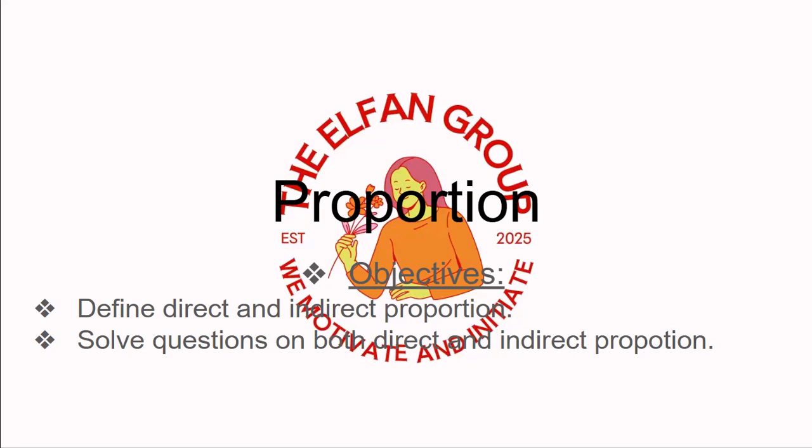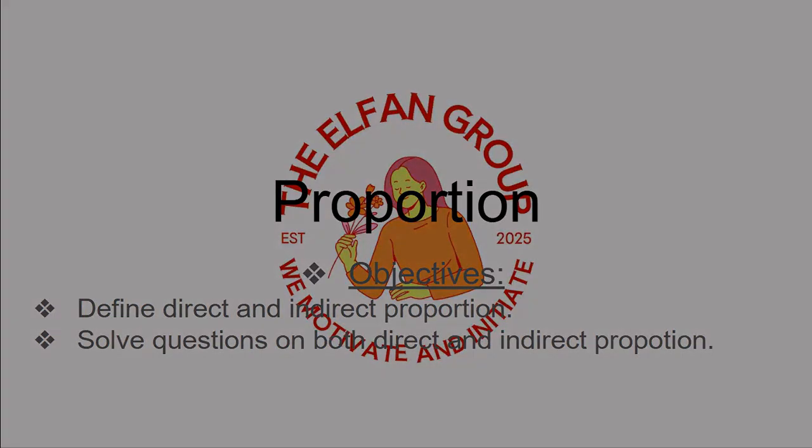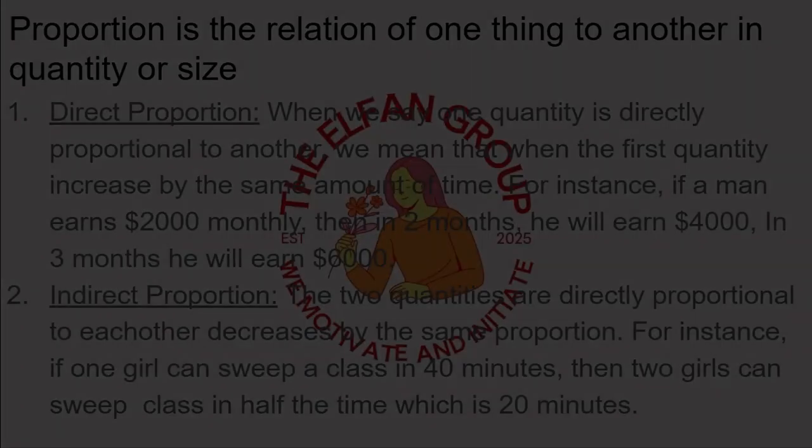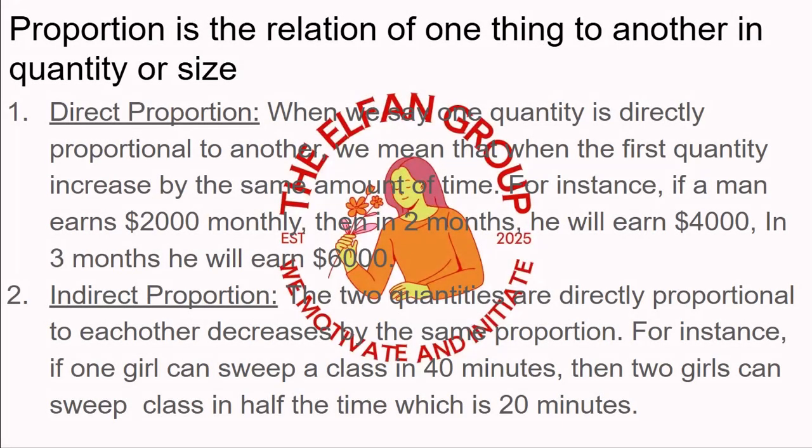So now, what are the objectives for today's proportion? Define direct and indirect proportion. Solve questions on both direct and indirect proportion. Now, what is proportion? Proportion is the relation of one thing to another in quantity or size.